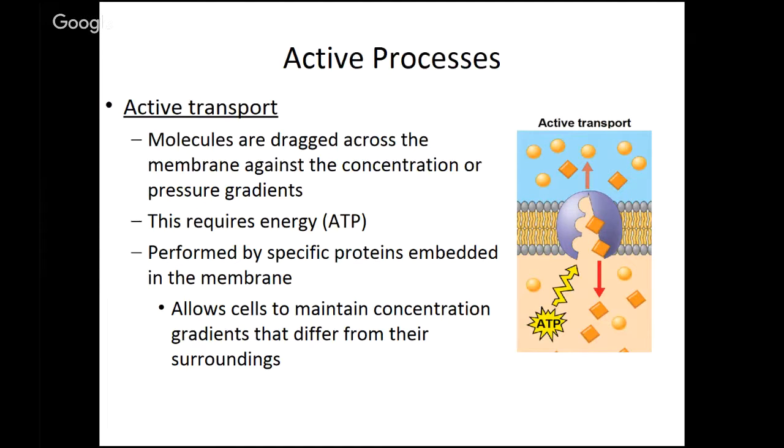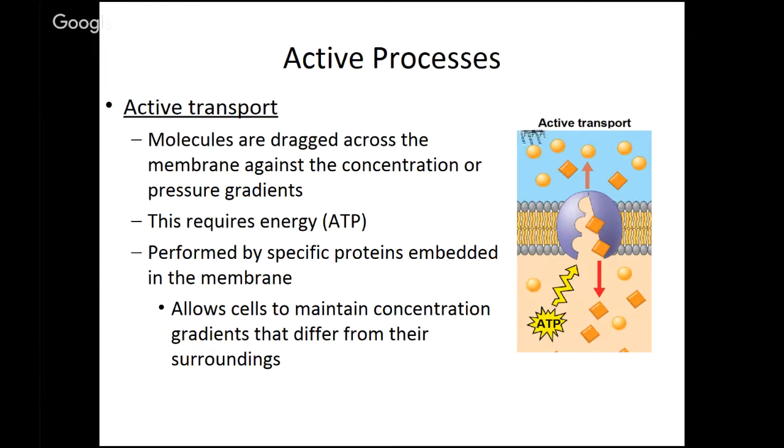Active transport, on the other hand, moves molecules where they don't want to go. Active transport methods move molecules against the gradient. So typically, this is from areas of low concentration to high concentration.